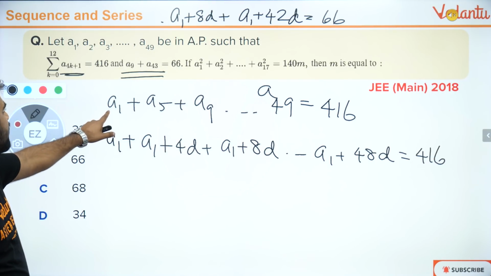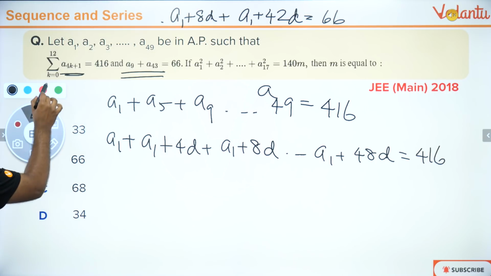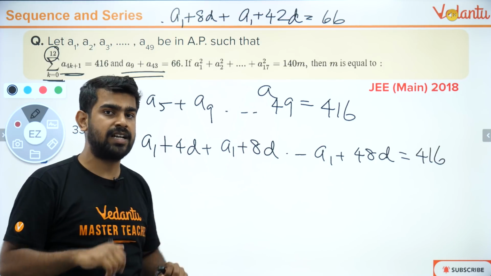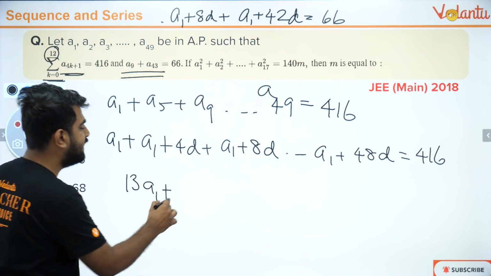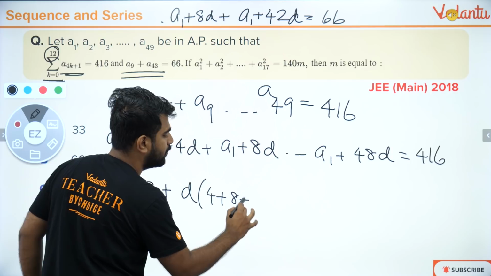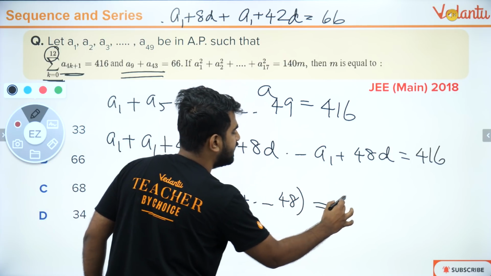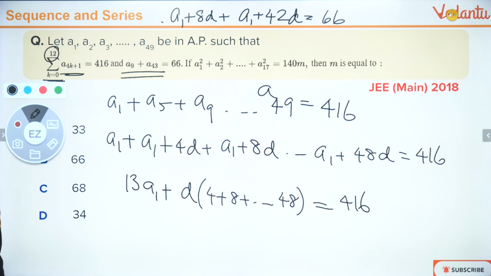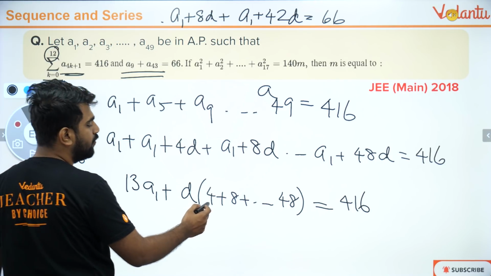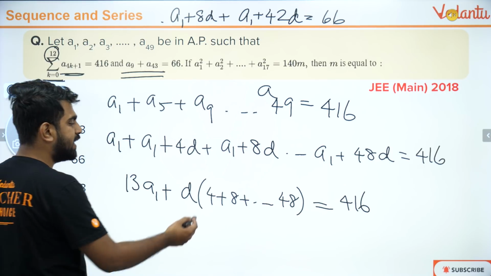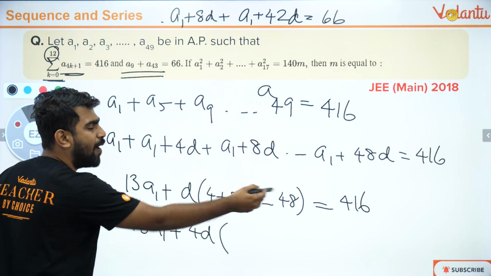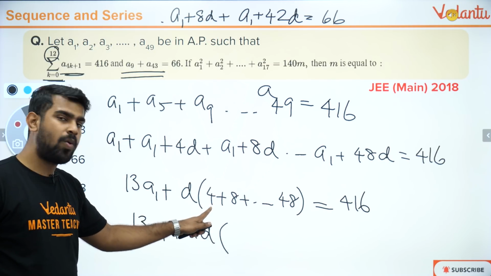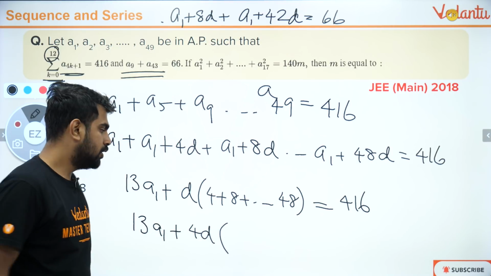So how many times will I have A1? I will have A1 13 times, because K goes from 0 all the way up to 12. 0 to 12 means totally 13 terms. So I will have 13 times A1 plus, if I take D common, 4 plus 8 all the way up to 48, equal to 416. Are you all fine with that? Now what is the summation of 4, 8 till 48? I can take 4 common now. So 13A1 plus 4D times the summation from 1 to 12, because 4 into 1, 4 into 2, till 4 into 12. So what will remain here?